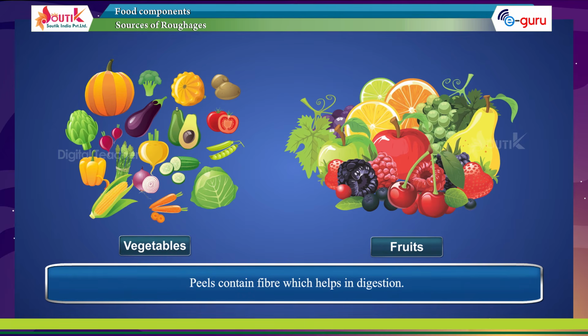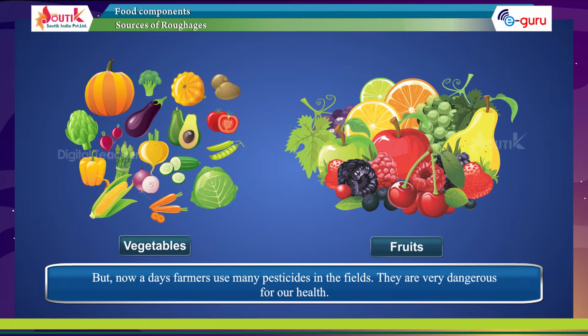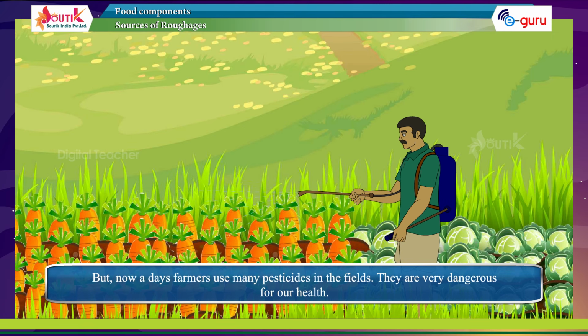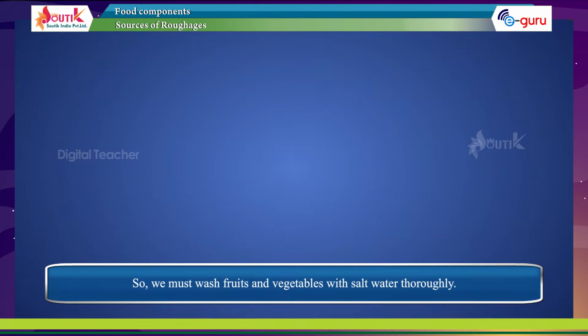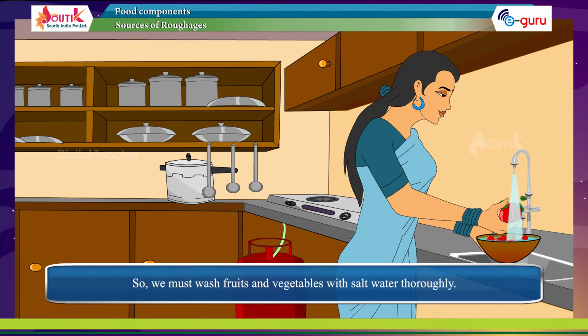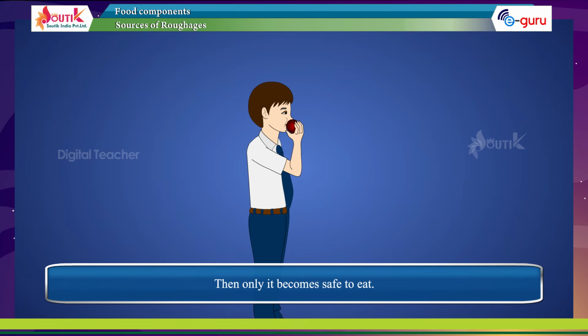Peels contain fiber which helps in digestion. But nowadays, farmers use many pesticides in the fields. They are very dangerous for our health. So, we must wash fruits and vegetables with salt water thoroughly. Then only it becomes safe to eat.